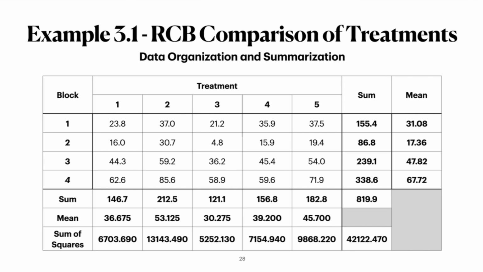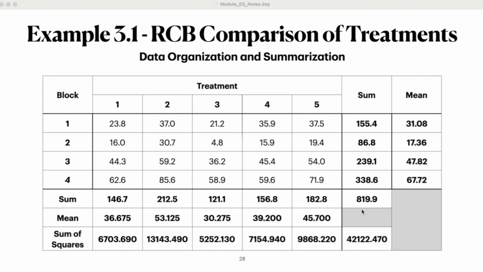So here are the data from the experiment, along with the appropriate summary statistics for performing an ANOVA in the context of a randomized complete block design. You can see here that we have the rows corresponding to blocks, columns corresponding to the 5 treatments. For each treatment, we have the sum of the treatments, the mean of the treatments, and the uncorrected sum of squares for each of the individual treatments. For each of the rows, for each of the blocks, we have the block sum, the block mean.